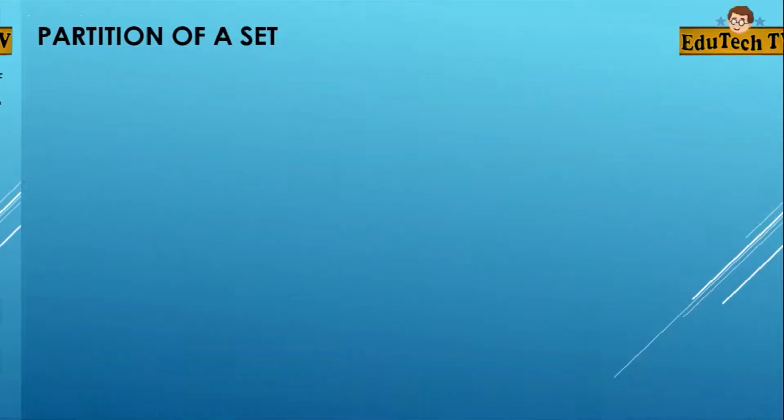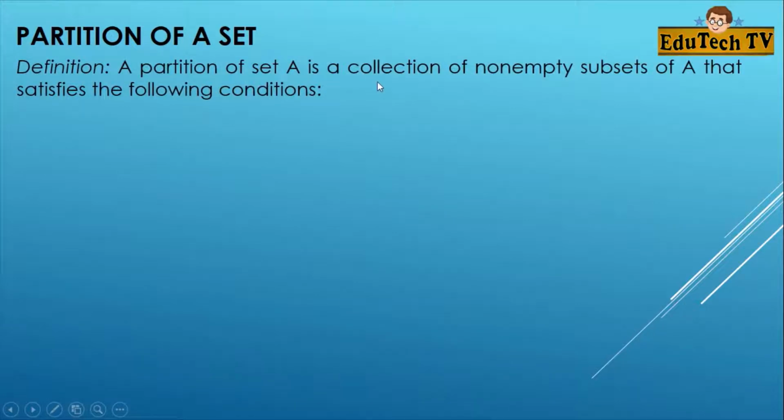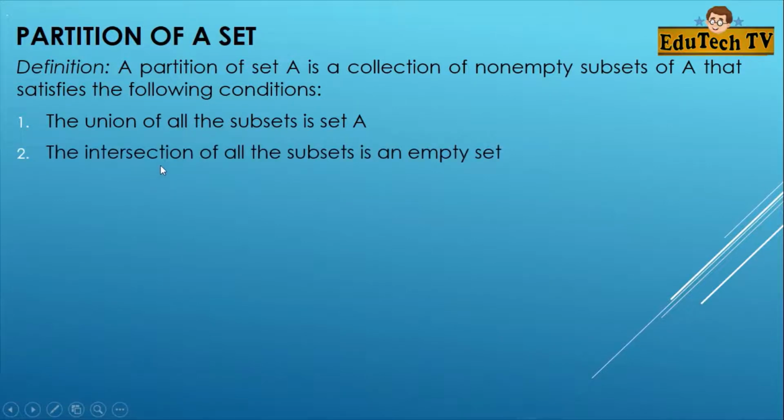Let's proceed to partition of a set. Pag sinabi nating partition, kung paano natin hahatiin yung isang set into its subsets. So by definition, a partition of set A is a collection of non-empty subsets, meaning hindi kasali yung null set or empty set, that satisfies the following conditions. First, yung union ng lahat ng subsets ay dapat yung set mismo. Second, yung intersection naman ng lahat ng subsets na yon ay empty set or null set.